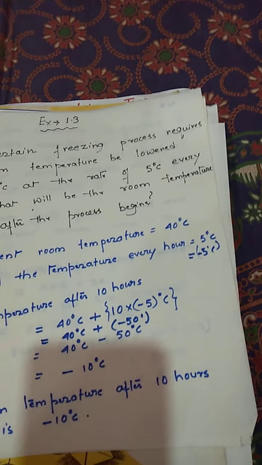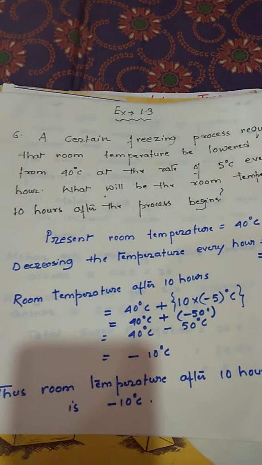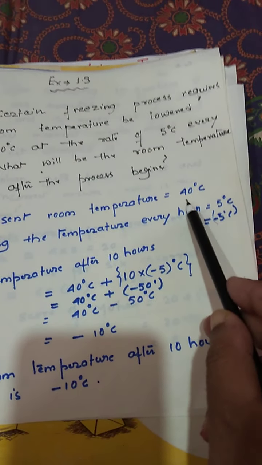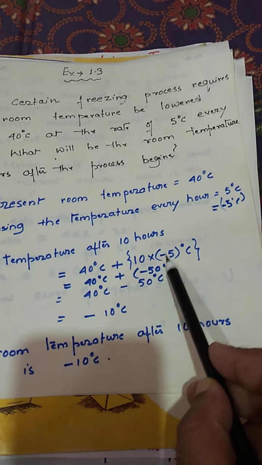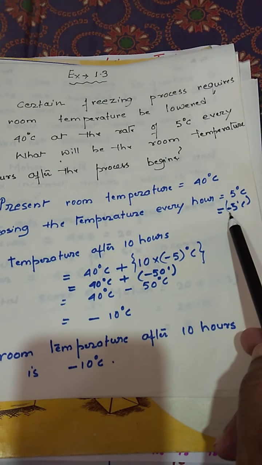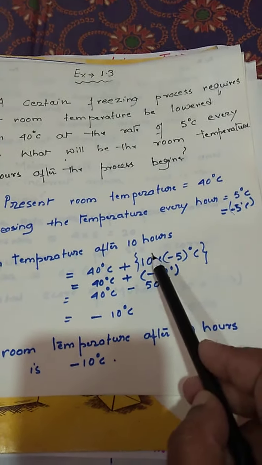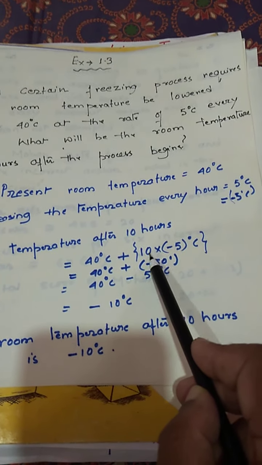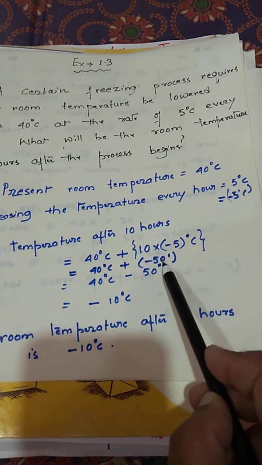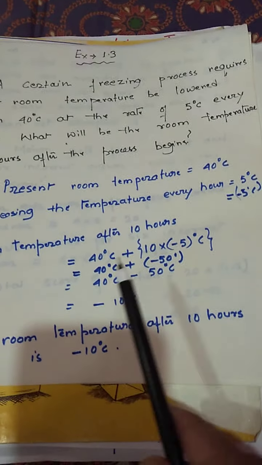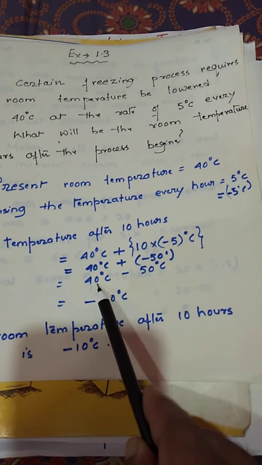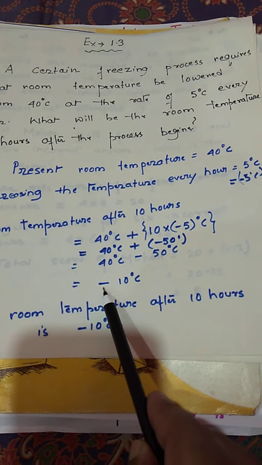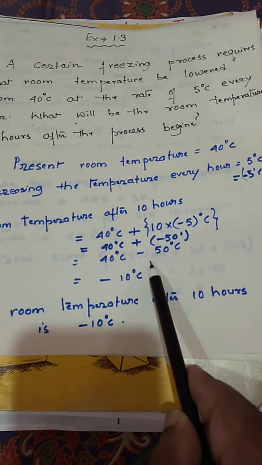Now room temperature after 10 hours will be what? Obviously it is the present room temperature which I have written, plus the temperature decreased after 10 hours. So every hour if temperature decreases by minus 5 degrees Celsius, then after 10 hours how much will it decrease? So 10 into minus 5 will be what? Minus 50 degrees Celsius. Now if you open this bracket, plus minus gives us a minus sign. So 40 minus 50 degrees Celsius is what? Minus 10 degrees Celsius. I hope you have learned how to solve this.